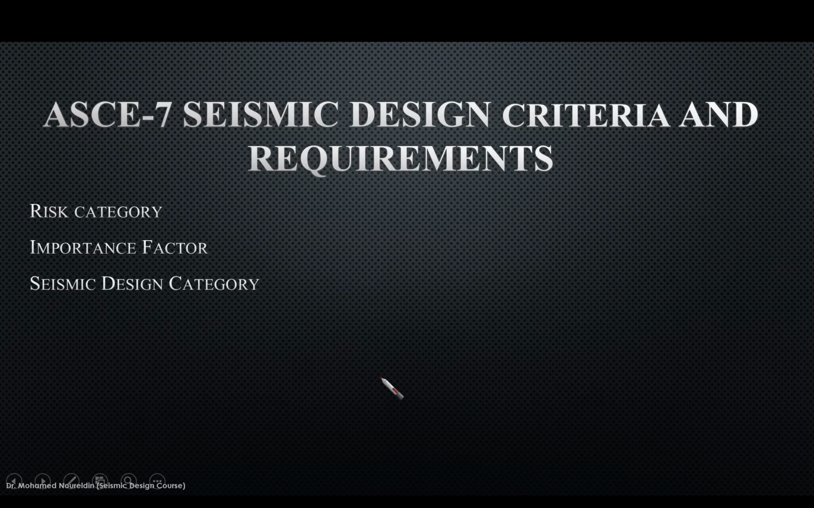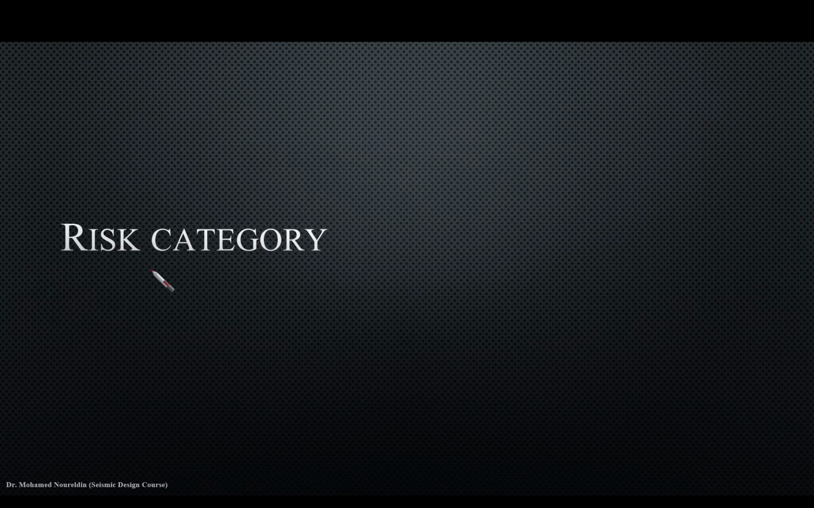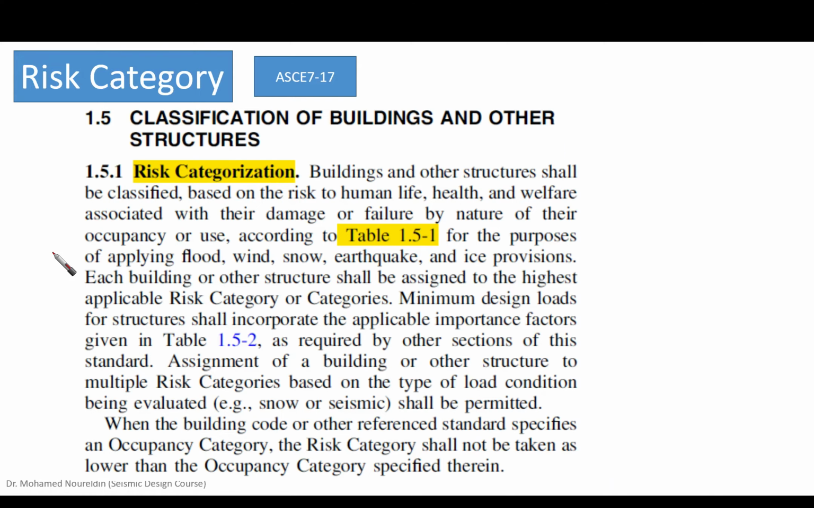Okay, let's start. These are the three items that I'm going to talk about today. Let's start with the risk category first, and this is the most important item, I guess, before going into the other two. First of all, we want to understand what is the meaning of risk category and why we need it. This part is from ASCE 7-16, not 17, sorry for this.